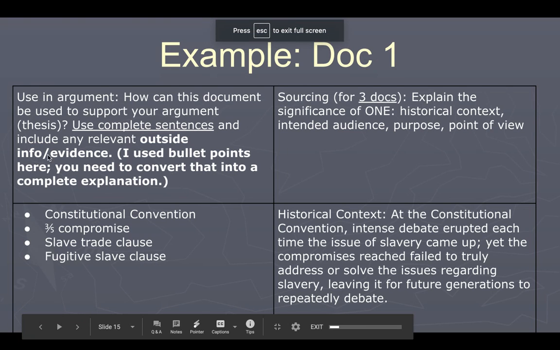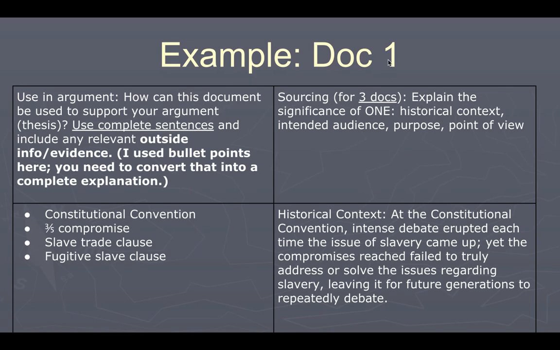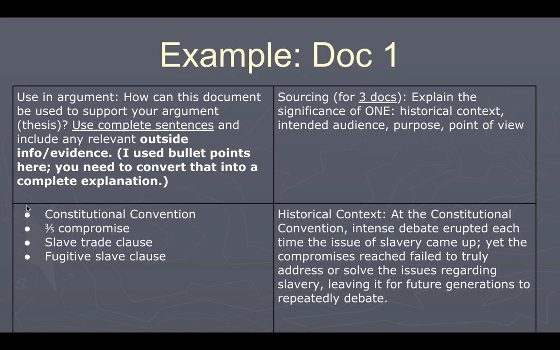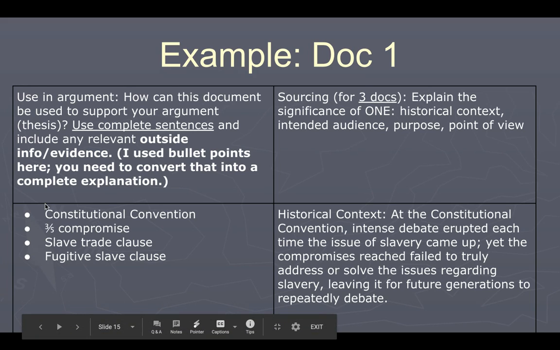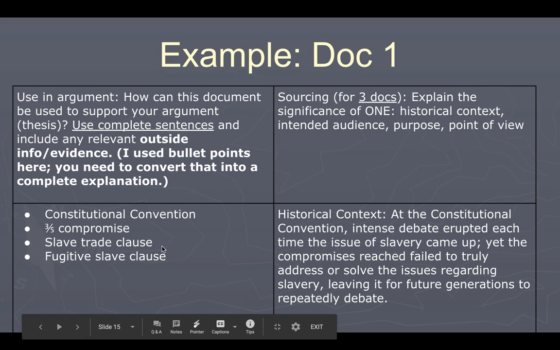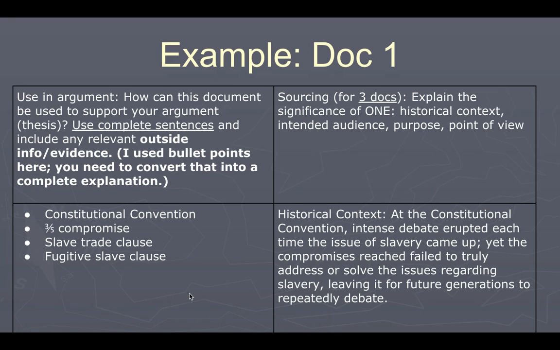Now for the chart that you have to complete for each of the documents, the first one is just asking you, how would you use this document to support your particular thesis? And then over here is the sourcing, so choosing either historical context, intended audience, purpose, or point of view, and explaining how or why it's significant or how it connects again to your thesis. So here I did jot dots, but I do ask that you put it into complete sentences, write it as like a short little sentence or two to explain how this document could be used to support your argument.